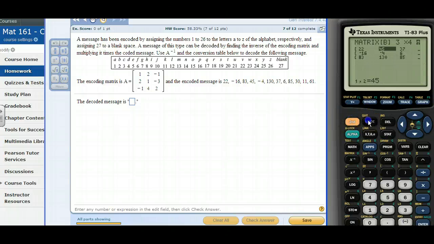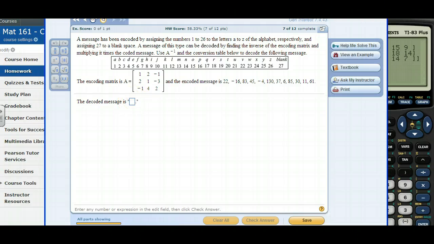Alright, so what do we need to do? We need to use the inverse of this encoding matrix and multiply it by our message to get our message. So there's our message. So 7, 15, 15. 7 is G, 15 is O.